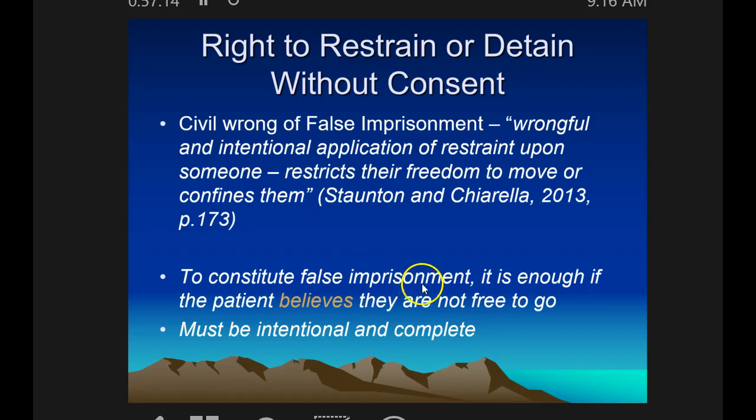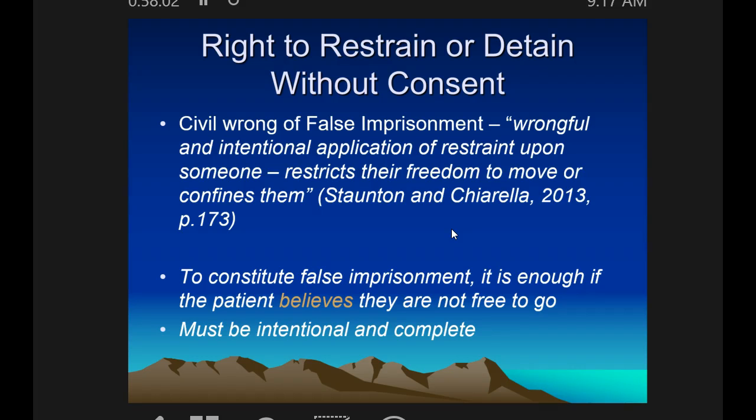So just summarising that. Now, you'll remember from the beginning that I spoke about that third arm of the tort of trespass. So in the consent, if you don't gain consent, you could be theoretically charged with assault and battery. Sounds awful. But also under that civil wrong of false imprisonment comes under trespass to a person. And that's the wrongful and intentional application of a restraint upon someone, which restricts their freedom to move or confines them. So that should be 2017. Sorry, guys, that's that old one. But anyway, this is why policy on restraining someone or secluding someone are very, very clear.